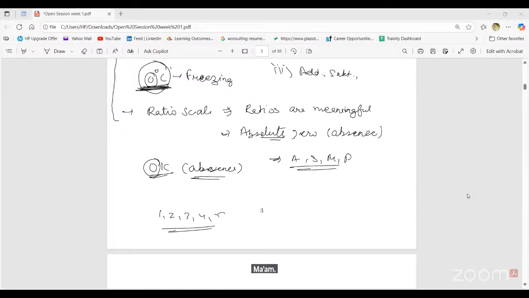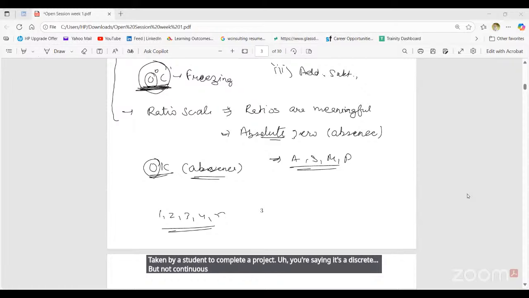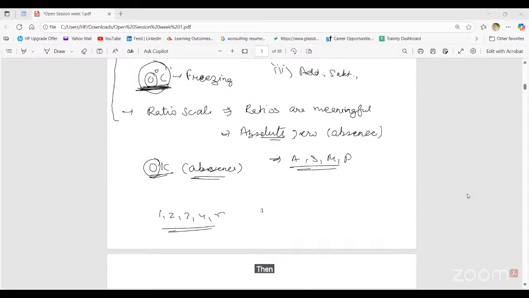Ma'am, it's a follow-up to Manthan's doubt about the number of days taken by a student to complete a project. You're saying it's discrete but not continuous. But what if a student took about 2.5 days? Then will it be discrete or continuous? I think it will be continuous. But ma'am, it will be discrete because you are counting. I think ma'am should answer this question. 2.5 is not a counting number.